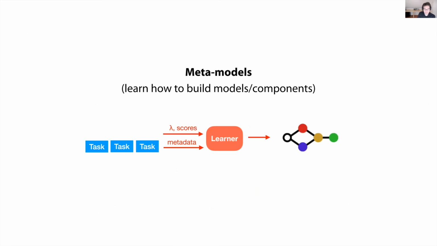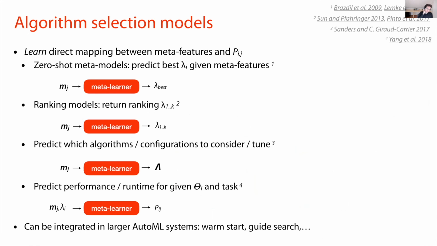The last part is meta models. So these are models that you explicitly use to build entire models or components of the model. The oldest technique here comes from algorithm selection, which has been done for a long time. And you can build different models. They don't build entire pipelines or architectures, but they help you make certain decisions.